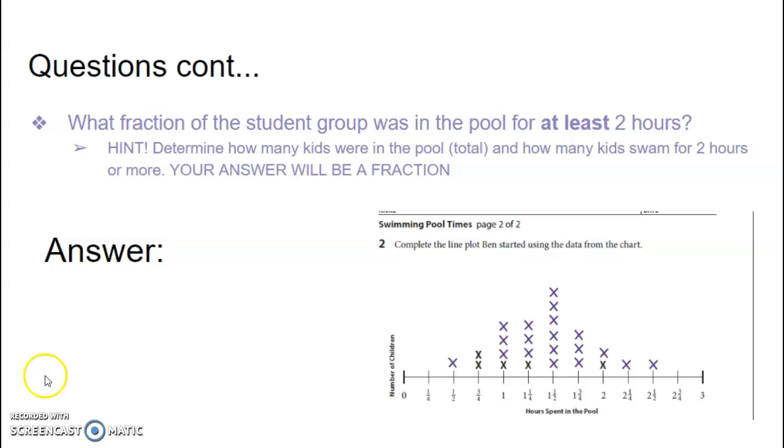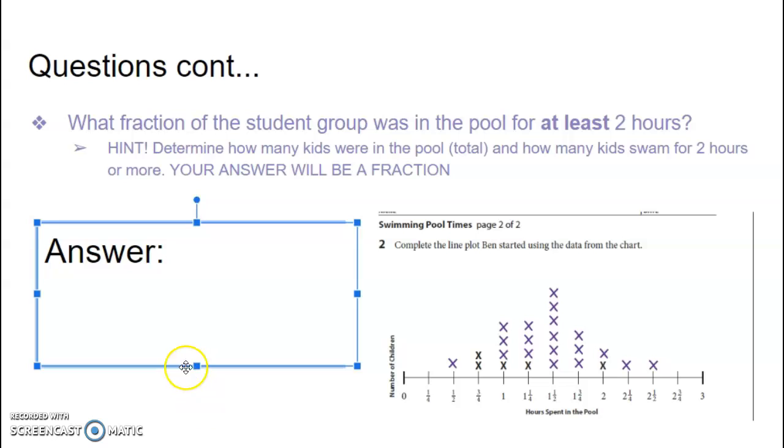And our last question, you're going to be using the same line plot, and it's a very similar question. So this question asks, what fraction, so again your answer is going to be a fraction, what fraction of the student group or kids was in the pool for at least 2 hours? Here's your hint. Determine how many kids are in the pool and how many kids swam for at least 2 or more hours. So 2 hours and up. Again, your answer will be a fraction. Here's where you can post your selfie.